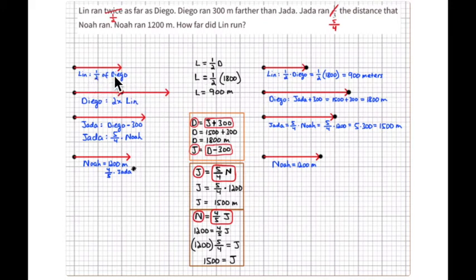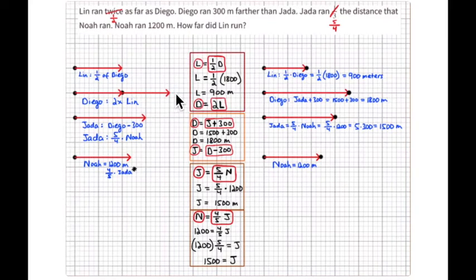If Lynn is 1/2 of Diego, then Diego is twice the distance of Lynn. So Diego's out to here, twice as far as Lynn. So if Lynn is equal to 1/2 of Diego, that means that Diego is the multiplicative inverse, because you're multiplying here, 1/2 times D. So the multiplicative inverse of 1/2 is 2. So Diego is equal to twice the length Lynn ran, or 2L.